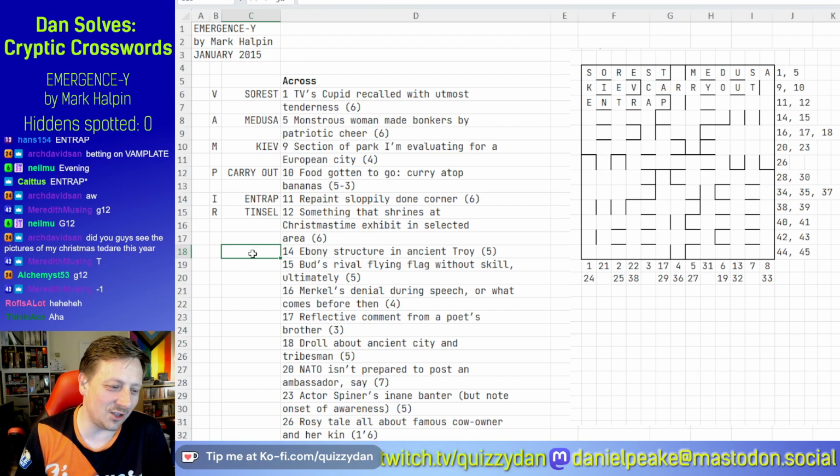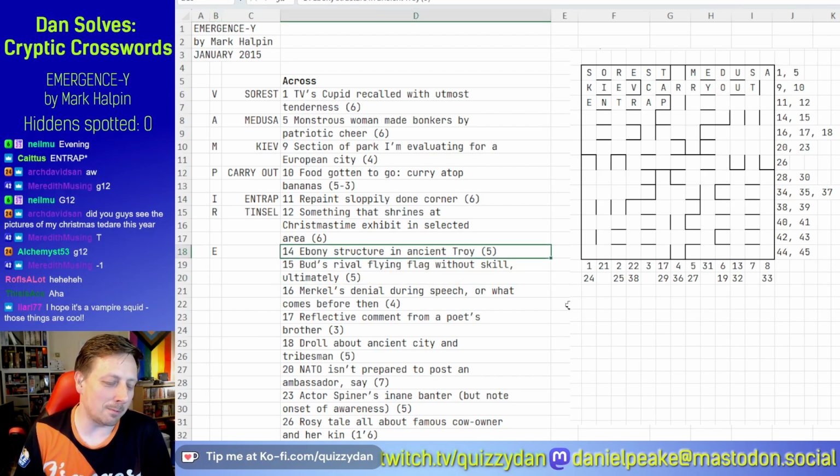Ebony structure in ancient Troy. Ebony structure in ancient Troy. So we're going to take an E out, and we're probably going to be left with a bony structure.